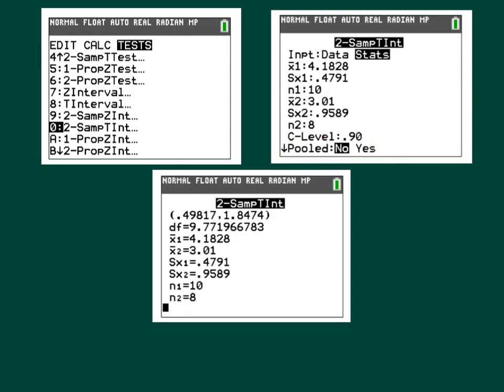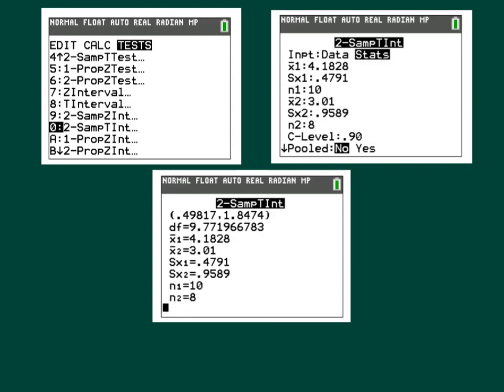Two-sample t-interval readout here. Here's our 0.49817 to 1.8474. Like I said, it's slightly different than our 0.4691 and 1.8765, and that's because of a slight difference in the way that the calculator calculates the t, or the critical value of t. If you'd like to read more up on that, it's on page 659 of your textbook.